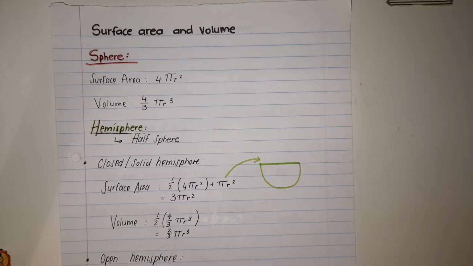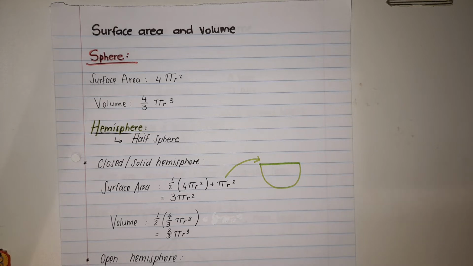Okay, now next our volume is 4/3 pi radius cubed. There is no easy way for me to help you memorize this. This is something that you need to sit and remember.